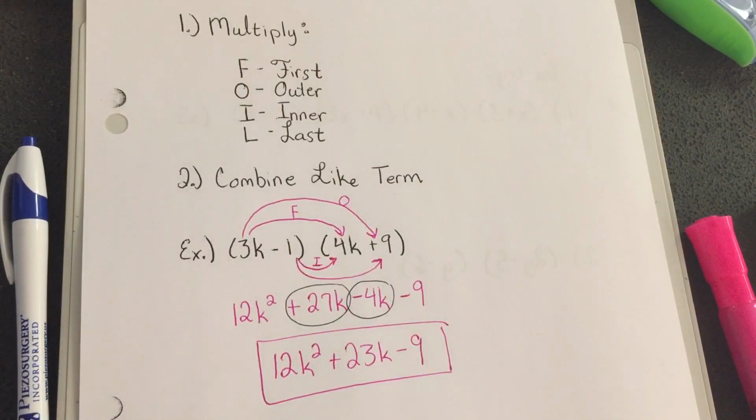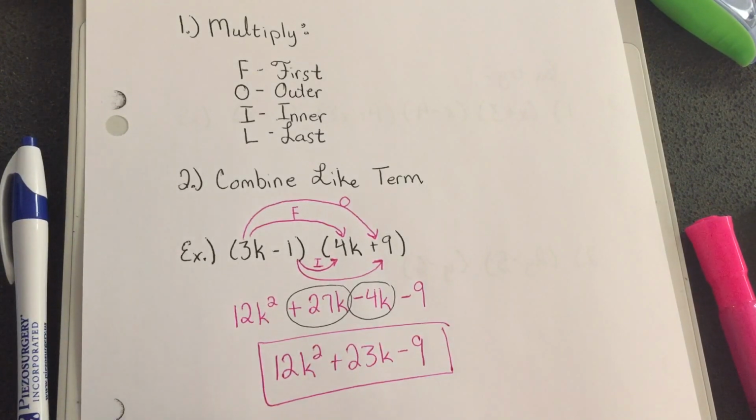Now, I think the FOIL method is simple and easy once you get the hang of it. It's making sure you're multiplying the correct terms in the correct order. If you do not like the FOIL method, that's absolutely fine. The distributive property will work every single time also. All right, so let's flip the page.